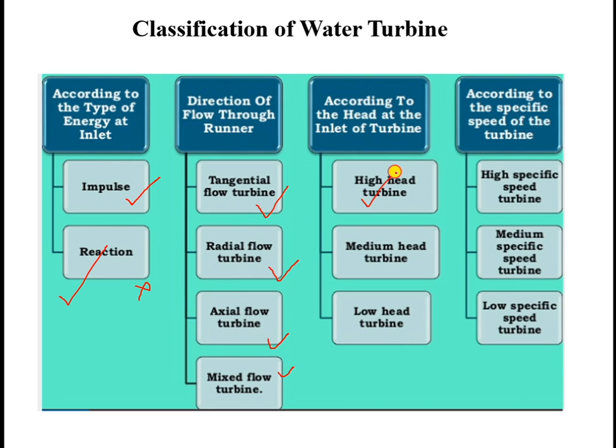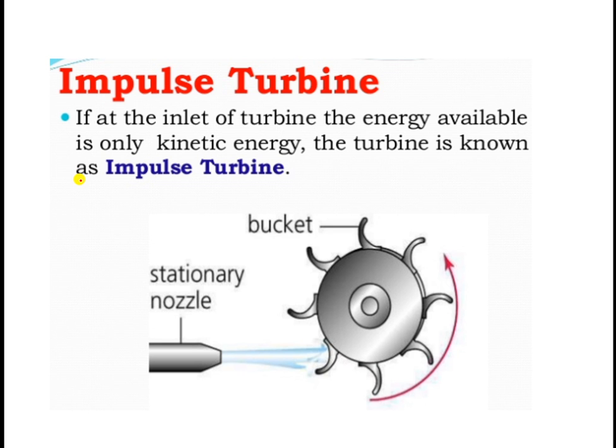Then there are high head turbines, depending on the location of the available water, medium head and low head turbines, as well as specific speed of the turbine. It depends upon the speed of the turbine rotor or turbine blades: medium specific speed as well as low specific speed. But forget about these three things. We will restrict ourselves to impulse and reaction, and specifically to the impulse as far as your syllabus is concerned. And what do you mean by impulse?